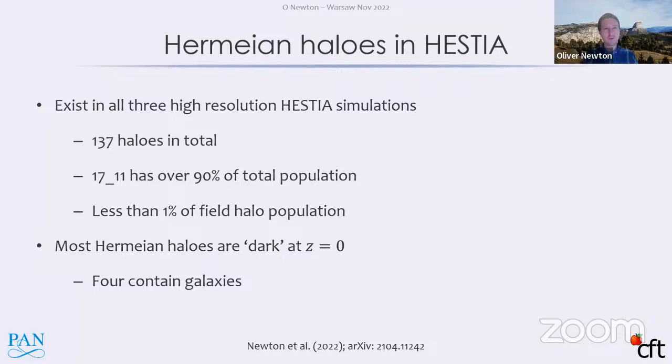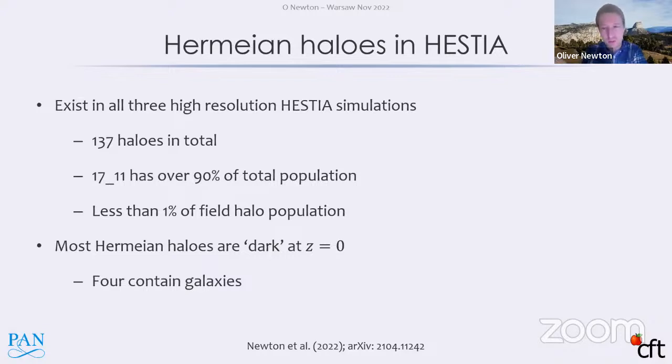So we find them in all 3 high resolution simulations. They don't account for a very large proportion of the field halo population, less than or around 1%. And most of them are dark at redshift 0, so they don't have gas, they don't have baryons, at least at the level that we can resolve in the simulations. But we do find that 4 of them somehow managed to hang on to their galaxies, mainly the stars, not so much the gas, all the way through to redshift 0.